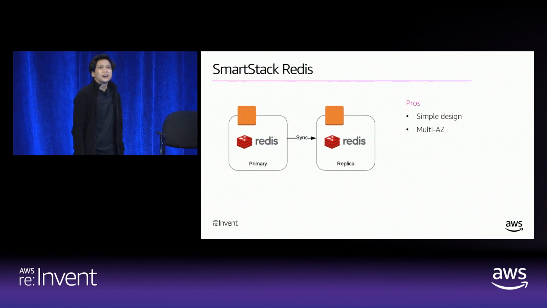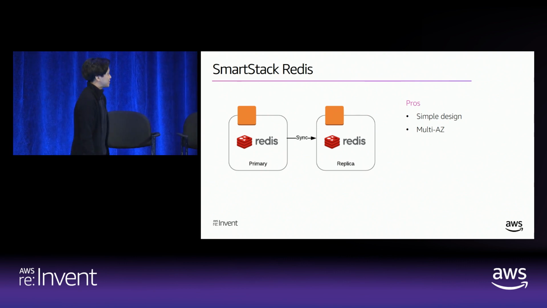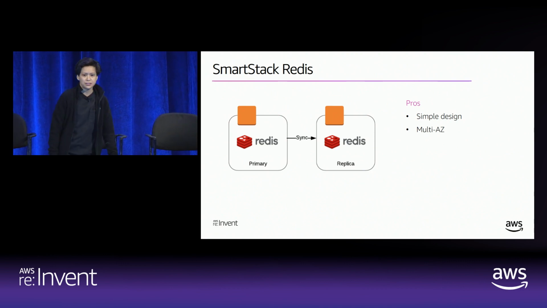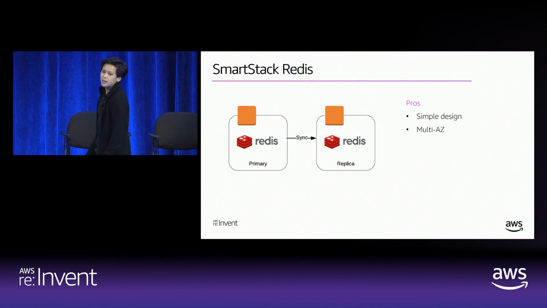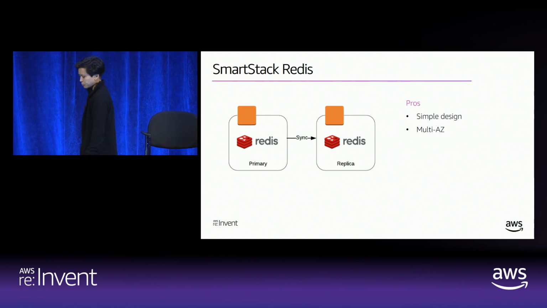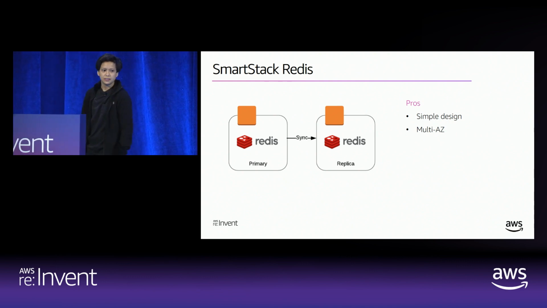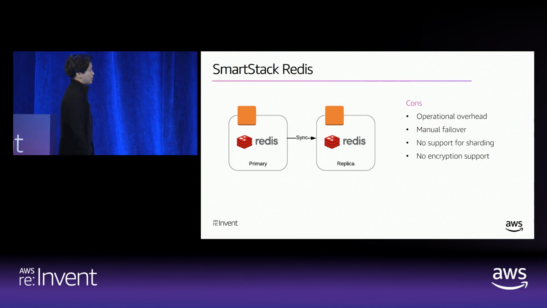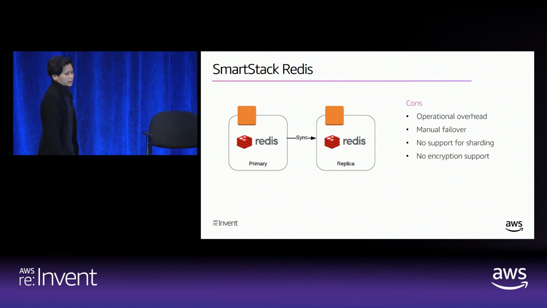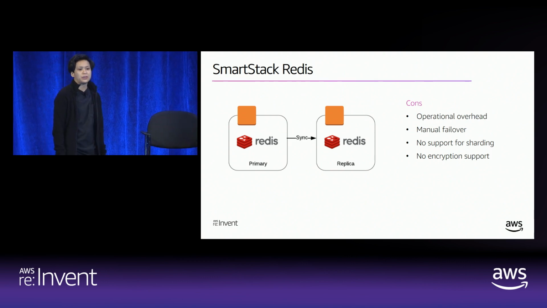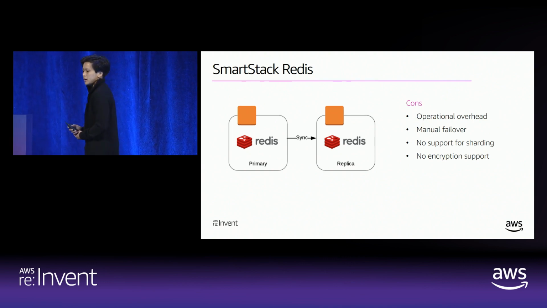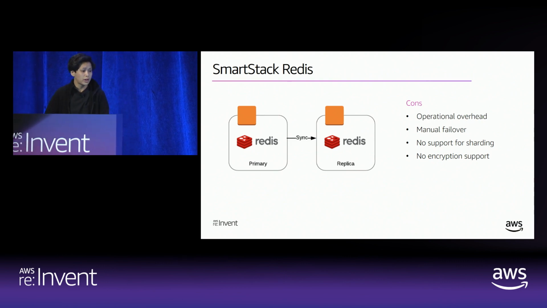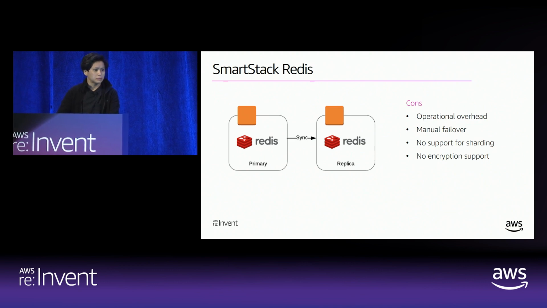So we had two types of Redis architectures that we managed. The first one was called the Smart Stack Redis. This one is pretty simple. It's got a primary and a replica instance. It's multi-AZ, but it didn't scale well. Aside from operational overhead, we had to manually failover when we got an alert that one of the instances was down. There was no support for sharding, and there was also no encryption support.